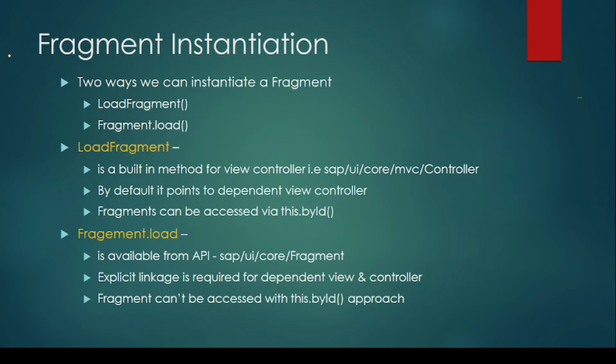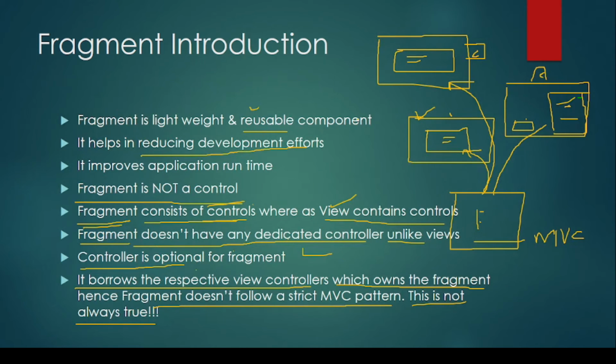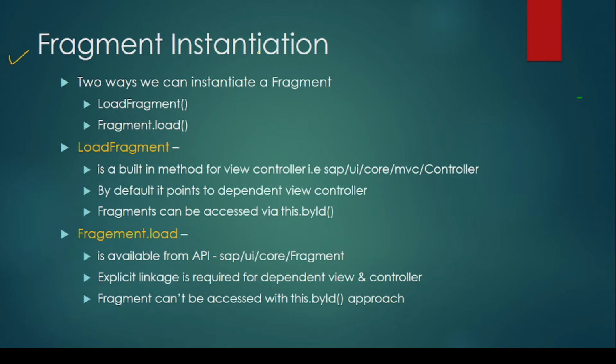Let's get into the fragment instantiation process. As I said in my previous slide, instantiation is not needed when I'm embedding this view into my parent view or XML view, right? Because the instantiation of this fragment will be handled by the UI5 framework. But when I just want to display it as a pop-up, in a conditional way, then the application developer's job is to instantiate this fragment for this particular view. So this is what we are now discussing: the instantiation process.